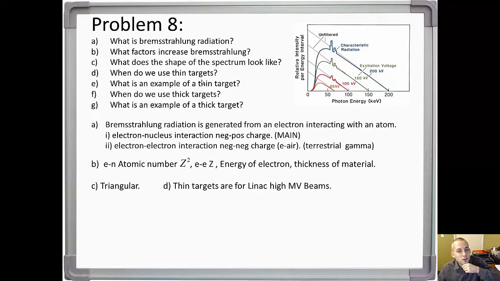For part D, when do we use thin targets? Thin targets are typically used for the creation of high MV Bremsstrahlung beams, also known as transmission targets, and these are used in a LINAC. What is an example of a thin target? For example, the Elekta Versa uses a 1 millimeter tungsten transmission target.